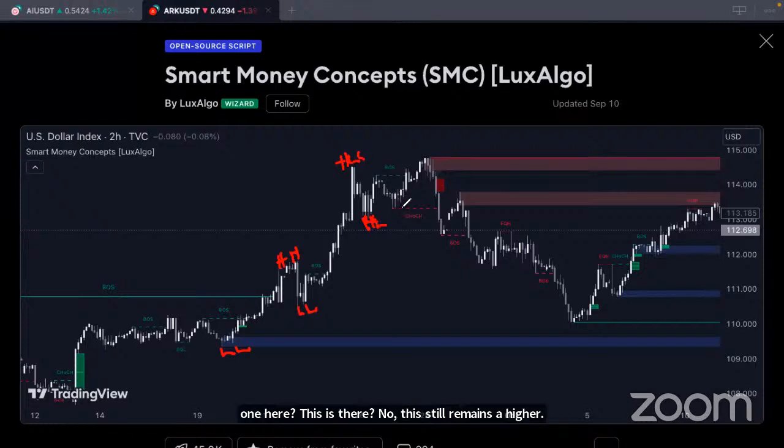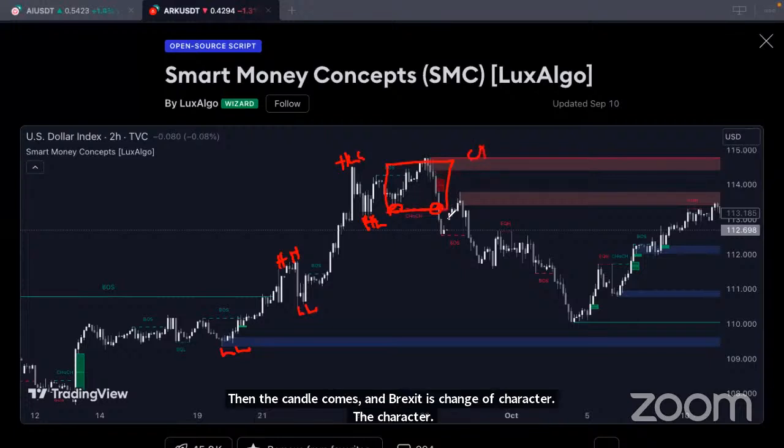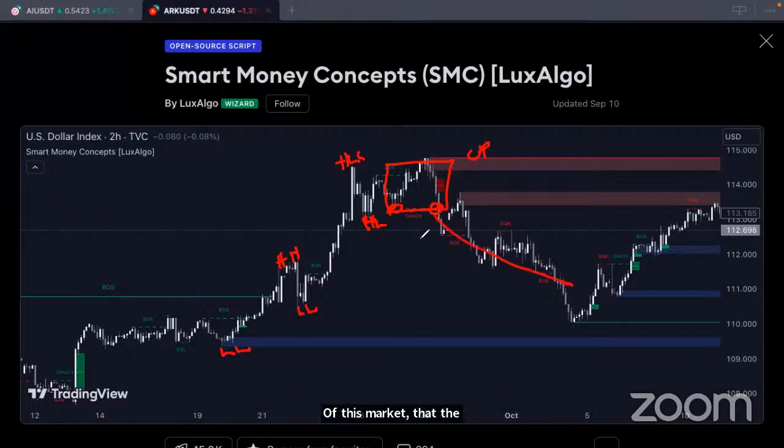But then what we see is that this was the lowest point here. Then the candle comes and breaks it. There is a change of character. The character of this market was an uptrend, and it's now becoming a downward trend.